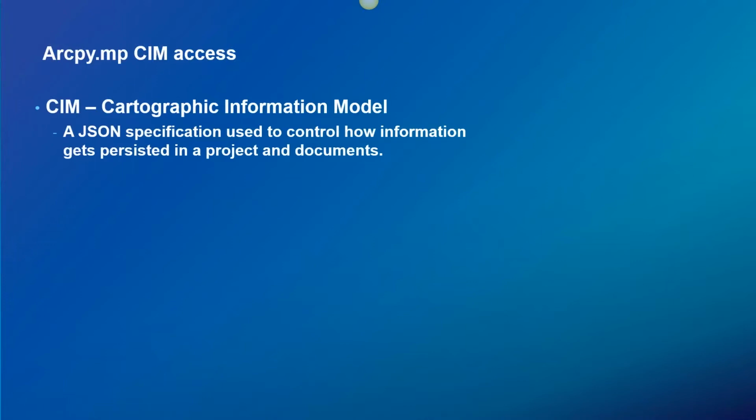CIM stands for Cartographic Information Model. But really simply put, it's just a series of text files, essentially, that are a JSON specification that control how we persist all this information to file. So that when you open up a project or you open up a LYRX, that information is the instruction that controls how all that gets presented in front of you. And we have access to many of those capabilities in a project or its documents.